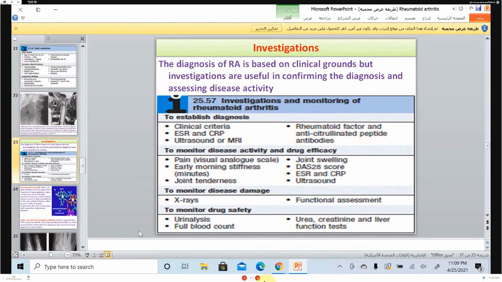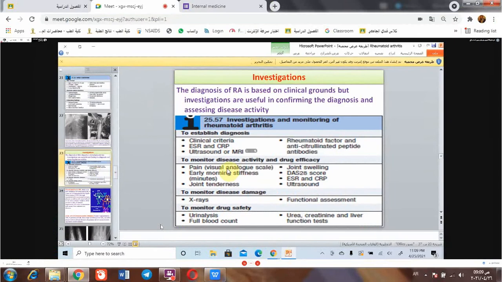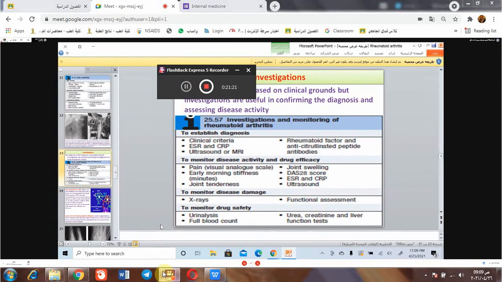Notice that we rely on this more than on the investigations. So the diagnosis of rheumatoid arthritis is based on clinical grounds, but investigations are useful in confirming the diagnosis and in assessing the disease activity. For investigations and monitoring of rheumatoid arthritis, to establish the diagnosis what do we need? Clinical criteria. We said the score goes from 0 to 5, for example 4 to 10 joints that are small joints and symmetrical, this gives us a score of 5. So clinical criteria are very important.